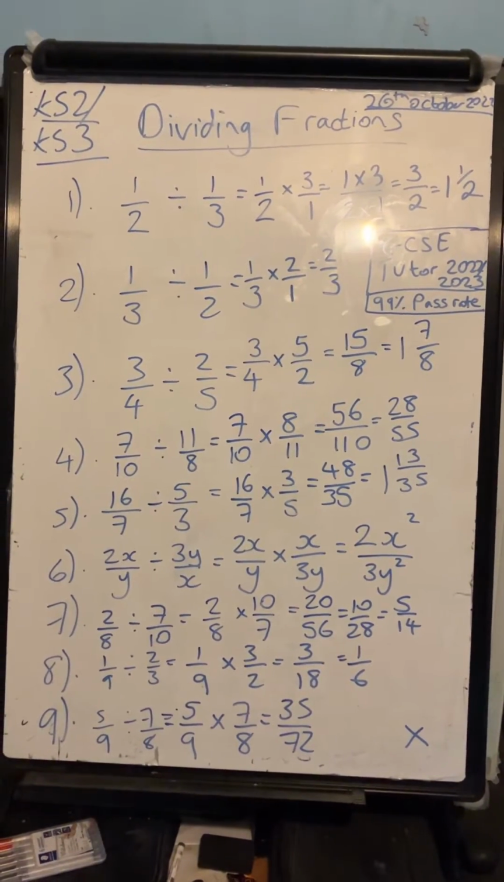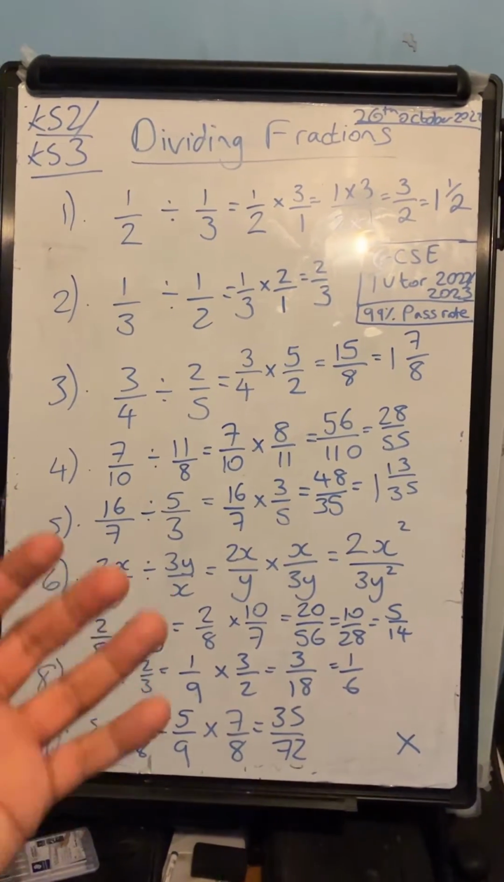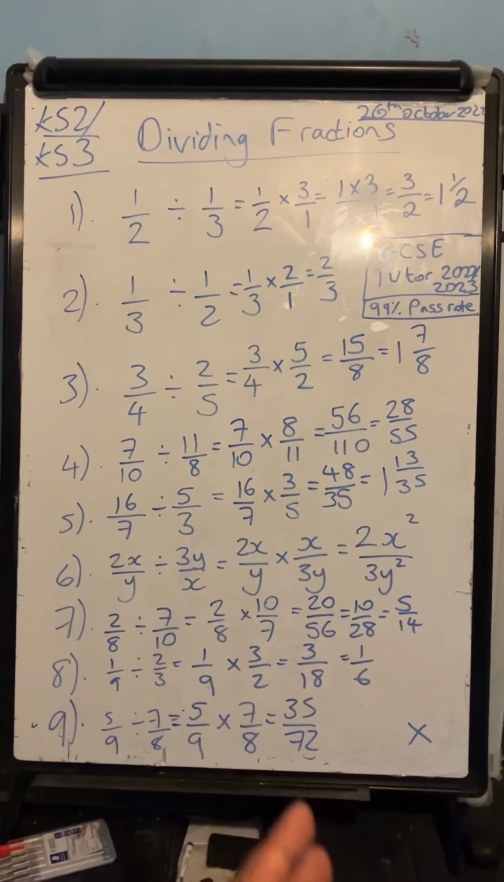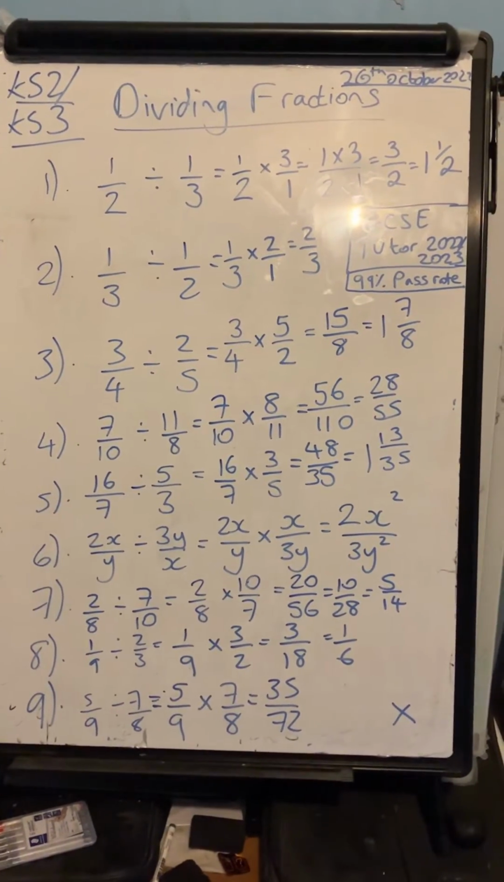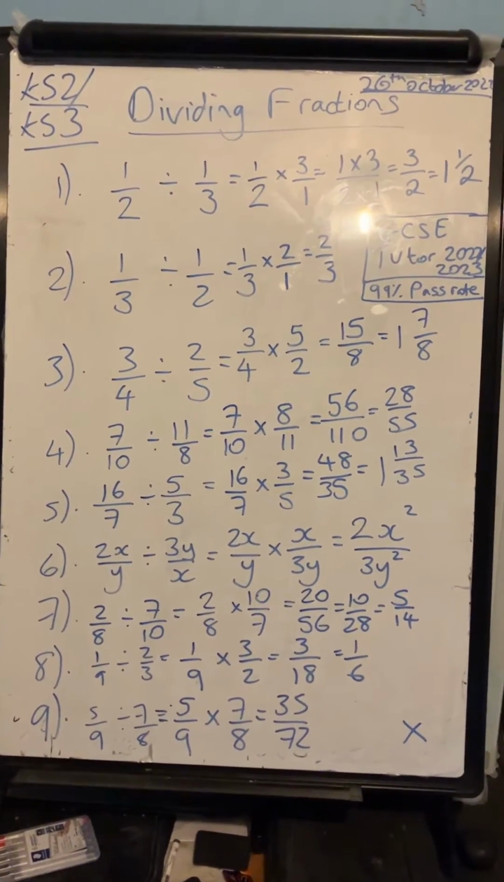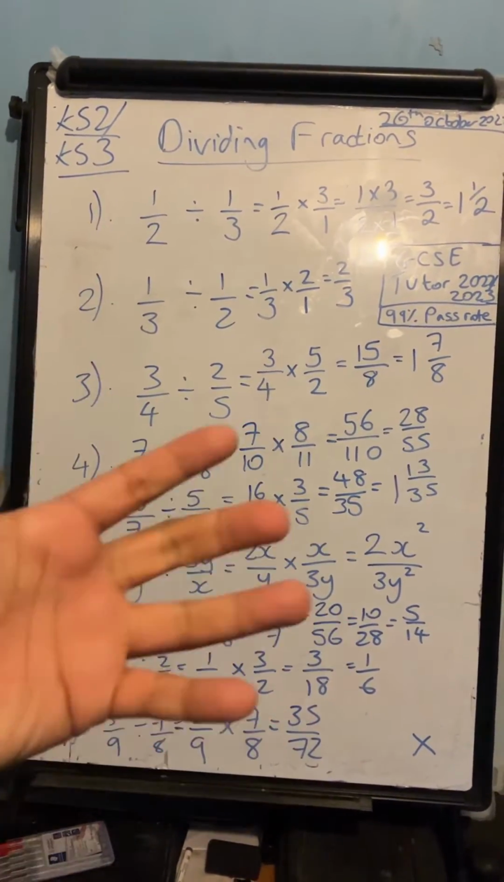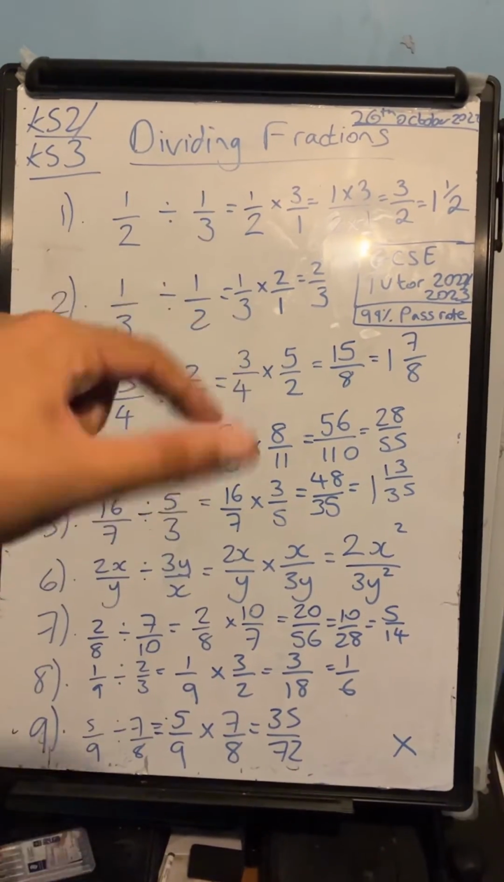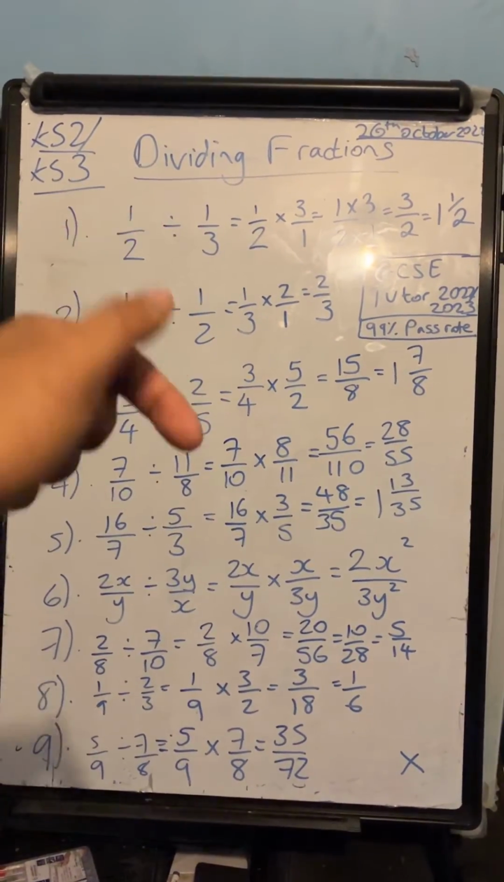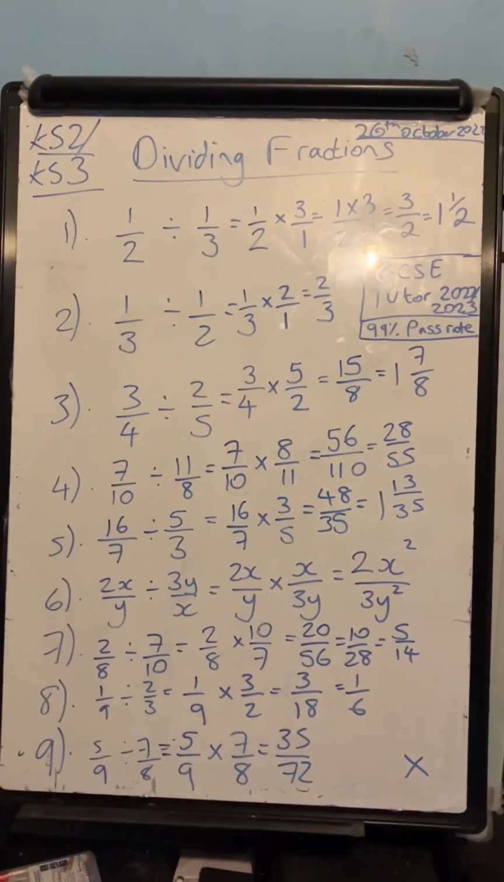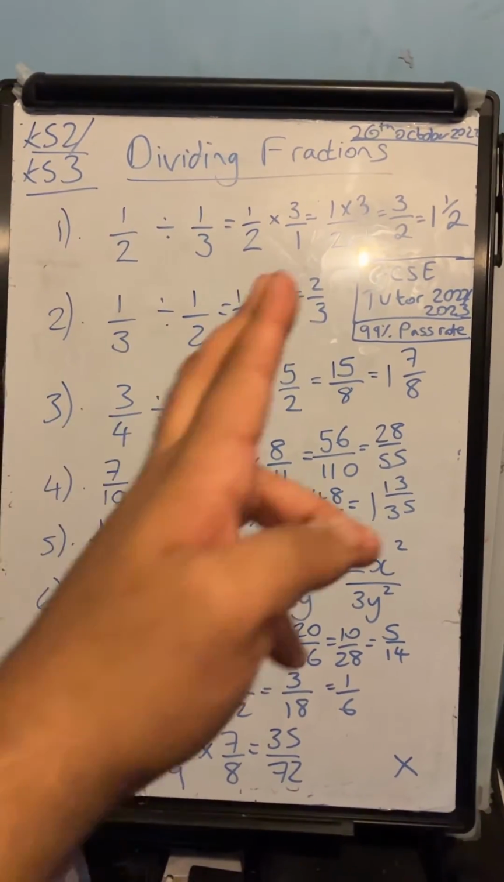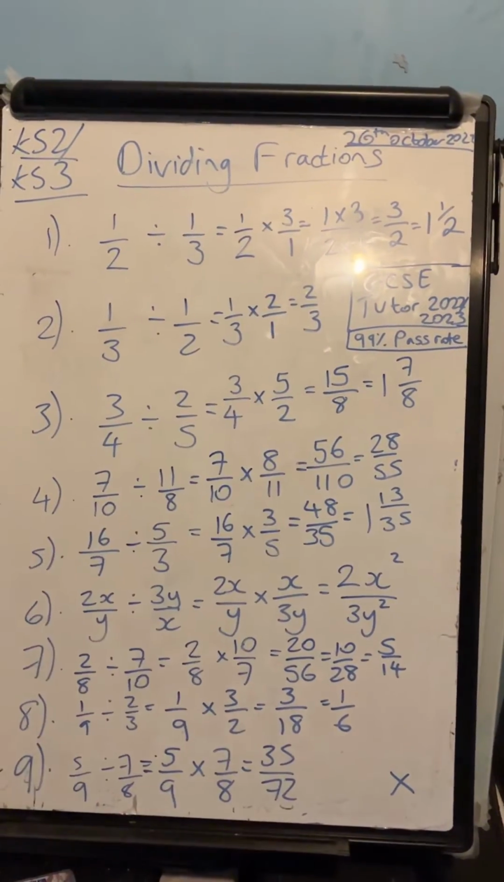Now, starting with question number 1, guys. To divide fractions, the way I like to remember it, it sounds a bit cheesy and cliche, is using the KFC method. So it's keep the first fraction, so you keep the first fraction the same. You flip the second one, so you invert it, you find the reciprocal. And then you change the division to a multiplication.